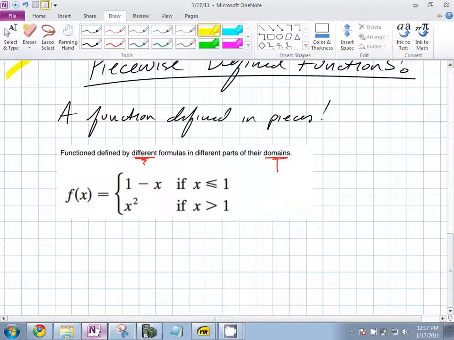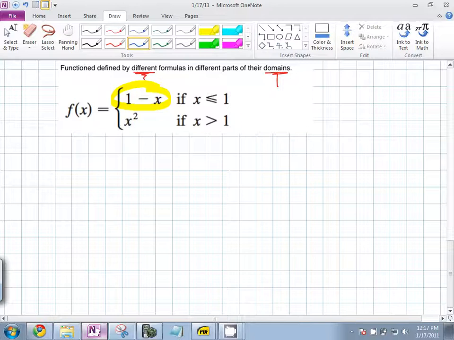Could you graph 1 minus x? How confident are you that you could graph 1 minus x? Pretty confident? Let's go back to random note cards here. I like that. That's fun.